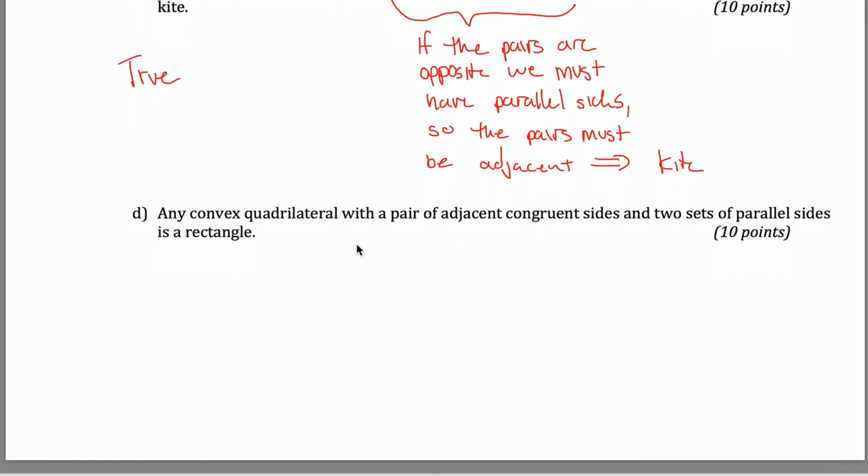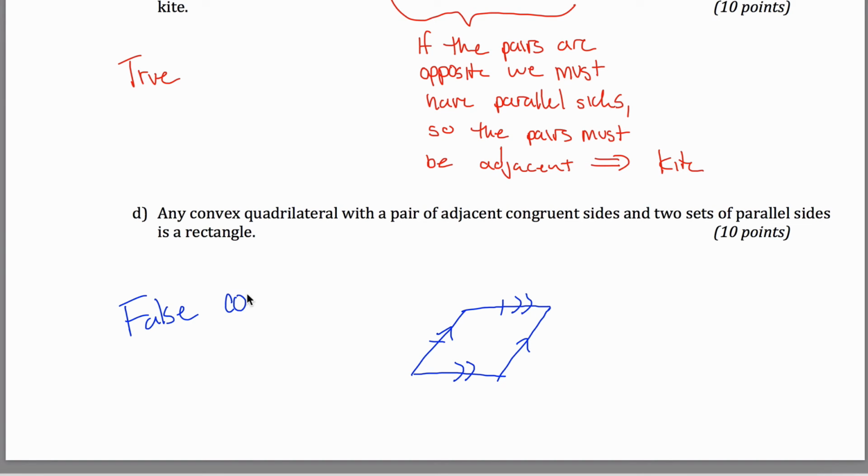D: Any convex quadrilateral with a pair of adjacent congruent sides and two sets of parallel sides is a rectangle. I think this is a true statement. And if you try to draw it, you say, all right, I got two sets of parallel sides. So let's see here. Let's try to draw something that wouldn't work. This. Oh, this might not work. Maybe this is false. A convex quadrilateral with a pair of adjacent congruent sides, okay, and two sets of parallel sides is a rectangle. That's false.